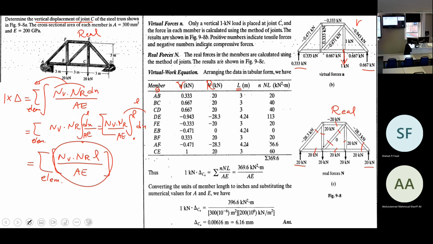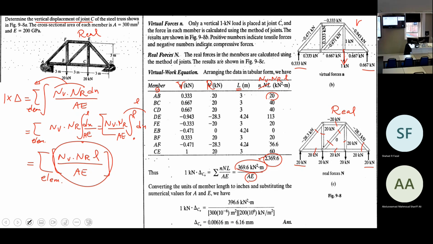This is really N_V N_R L. It's just calculating the numerator, but you can do it at once with AE. It's okay, it depends on your taste. Just multiply these three together and you will come up with this, and if you make a summation, it will be this. Then put it here, and AE is here.